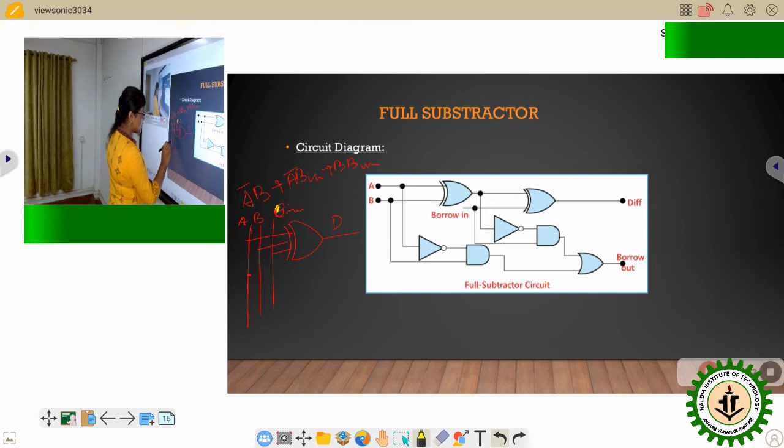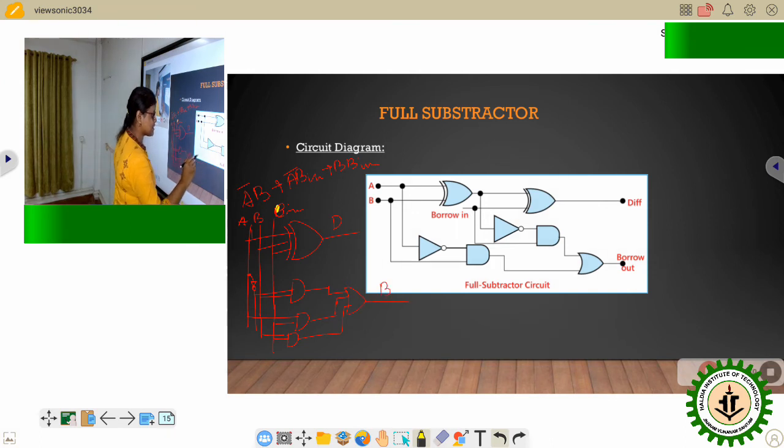Next this is A dash, means we are taking this as A dash B. We are connecting this by means of AND gate. Next A dash B in, by means of AND gate we are connecting. Now B in, by means of AND gate we are connecting. By means of OR gate we are connecting these three, and we are getting the result as borrow out.